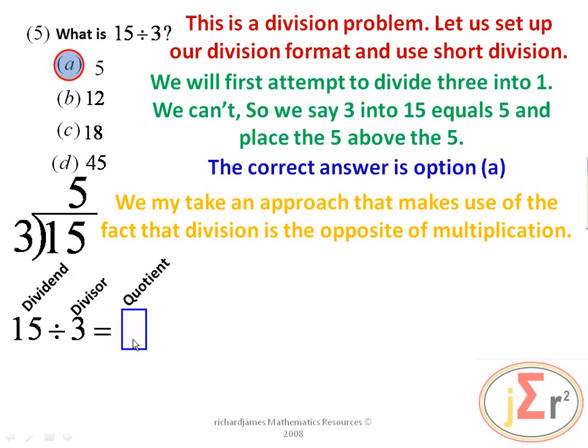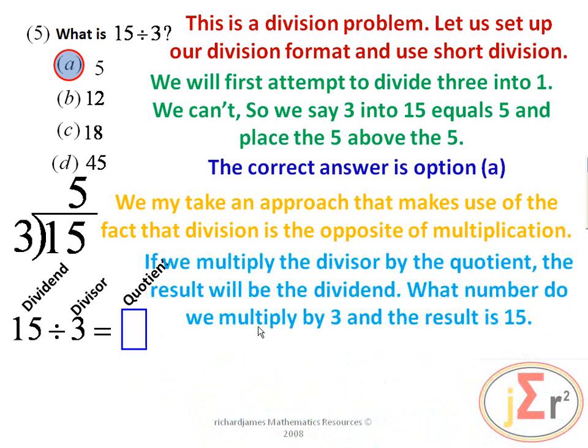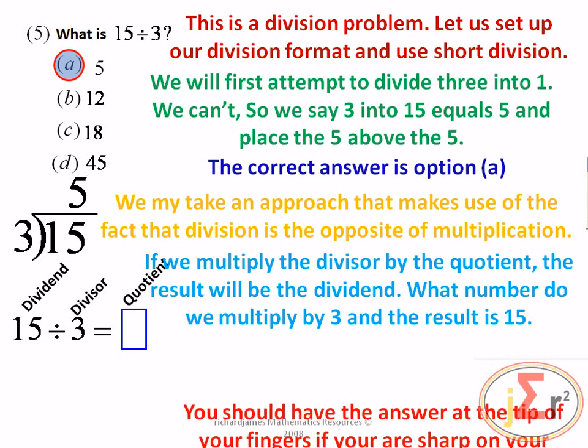So if we know our multiplication table, that number that we multiply by 3, that gives the result of 15, is the number that we need to put right here. If we multiply the divisor by the quotient, the result will be the dividend. What number do we multiply by 3 and the result is 15? 5. 5 is the number that we multiply by 3 and the result is 15. Therefore, 15 divided by 3 is equal to 5.